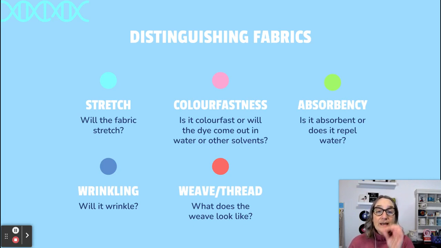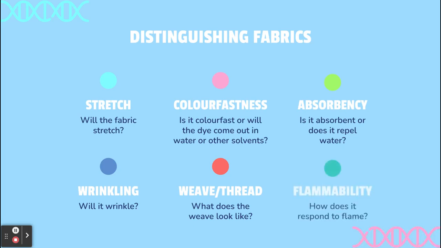We're also going to examine the individual threads of the fabric as well. Finally, we'll test the way a thread responds to flame. Will it burn? Will it melt? What does it smell like when it comes in contact with the flame? These observations can tell us valuable information about a fabric sample, including whether it's an artificial or natural fiber.